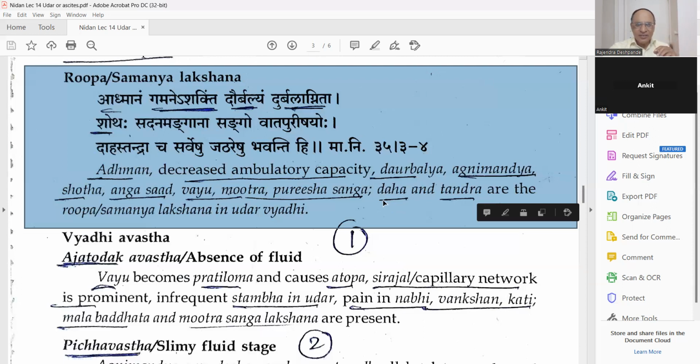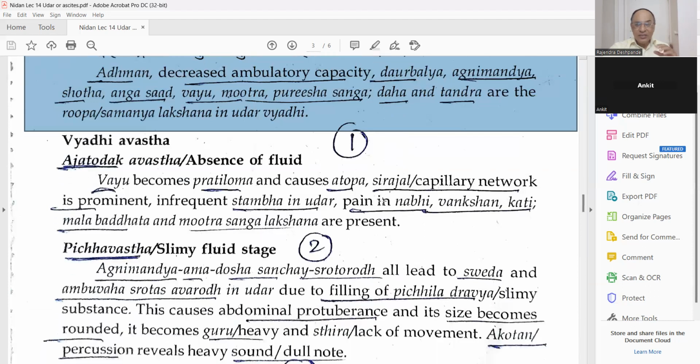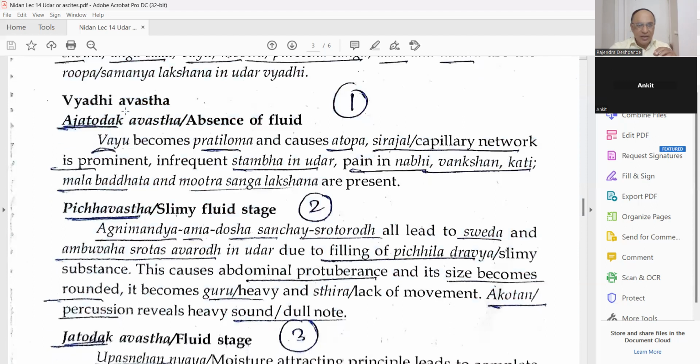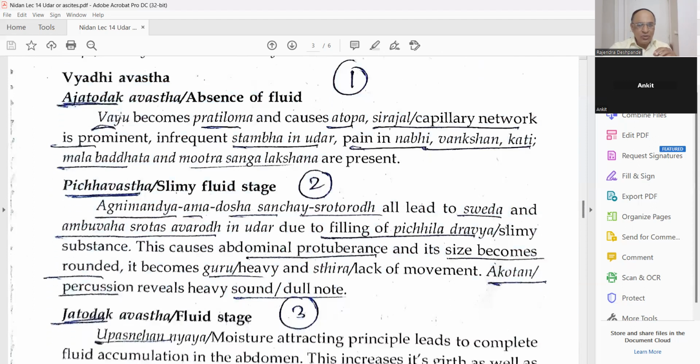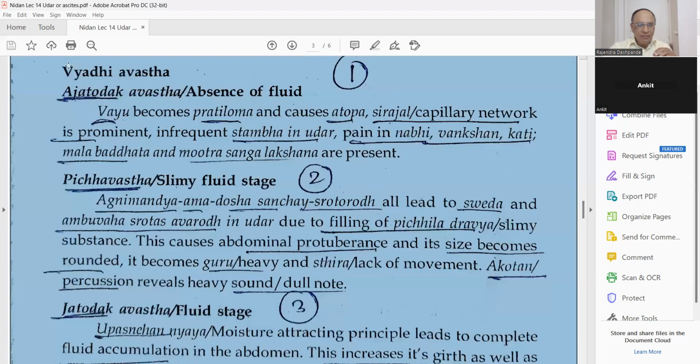Okay. Next, Vyadhi avastha. This is the most important part, my dear friends. Come on. Vyadhi avastha, most important. Please write down. I will wait for you.